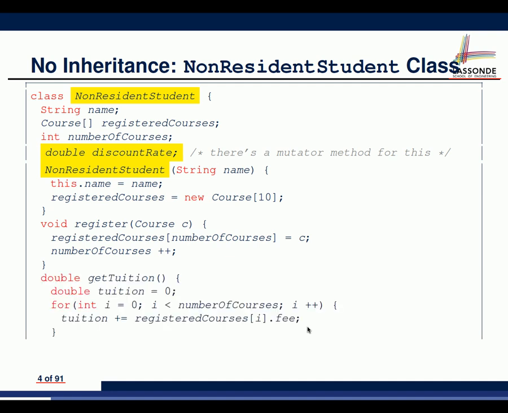And we also got get tuition, which basically 90% of that is the same. And the difference is we have to apply this base rate to the discount rate instead. So the yellow part is the only thing that's not repeated. The rest is simply repetition.